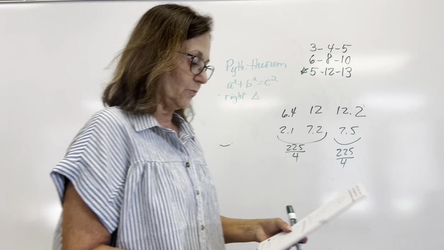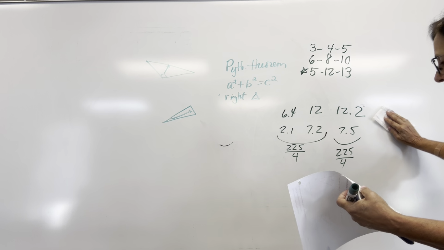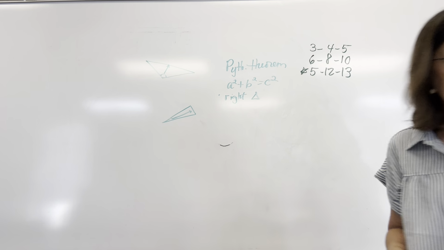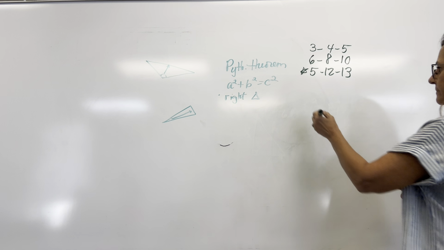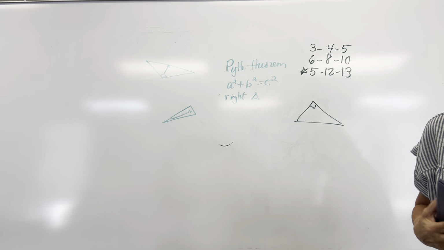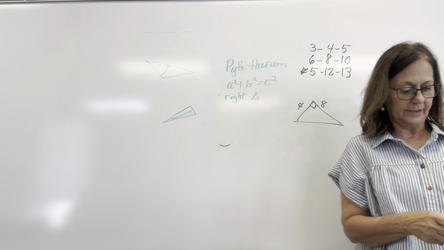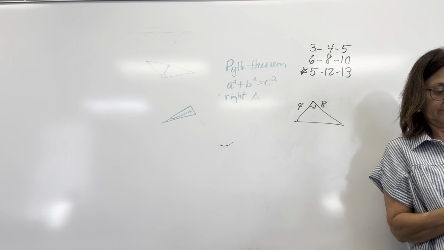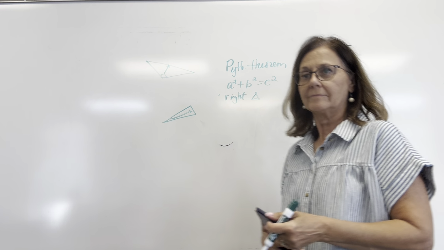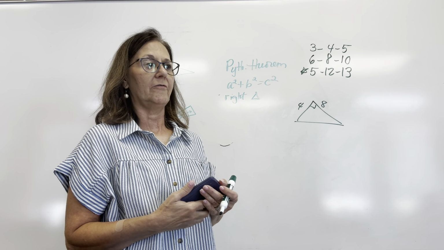All right, number 7, we're actually going to calculate the length of the missing side. So what side are we missing in number 7? What do we call that? The hypotenuse, yes. All right, so 4, 8, and everybody calculate the hypotenuse. I want you to leave it in radical form.